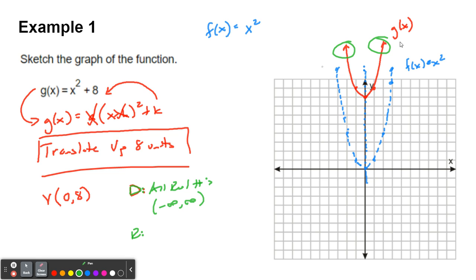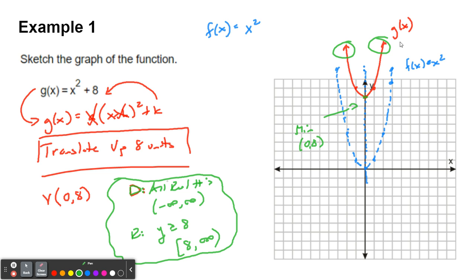Now the range is a different story because both of these arrows are pointing up, which means we're going to have a bottom value or a minimum. So that vertex is acting as our minimum, and its minimum value is the y value, which would be 8. So our y's must be greater than or equal to 8 because they all go above that point. That would be a bracket starting at 8 and then comma to positive infinity. And again, we always put a parenthesis around the infinities. So there'd be your domain and range in interval and inequality notation.